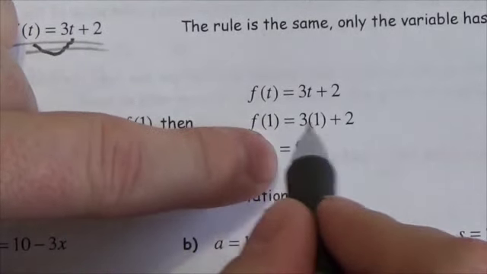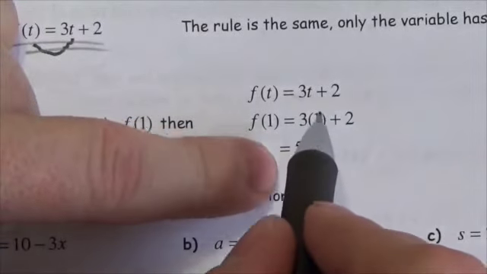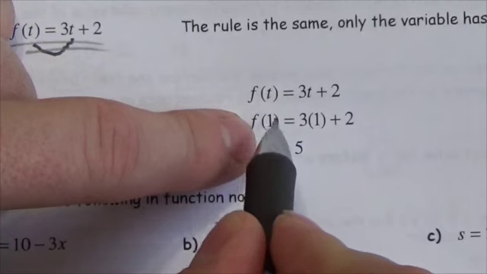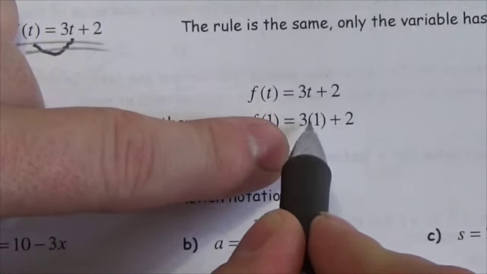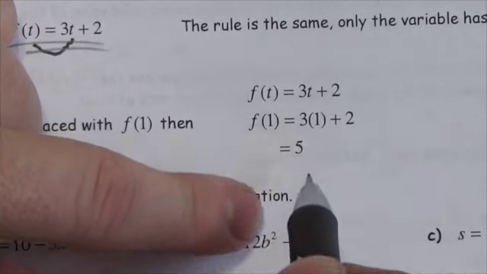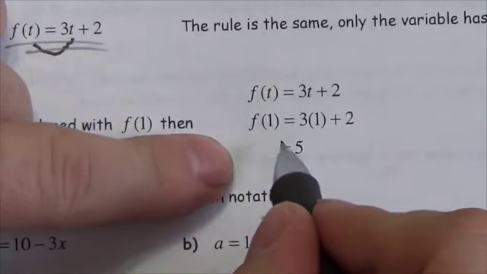Well, now the rule is still the same. Multiply the independent variable by 3, add 2. But now the independent variable has taken on the value of 1. So multiply 3 by 1, add 2. 3 by 1 is 3, plus 2 is 5. So the answer is 5. But remember what this is.